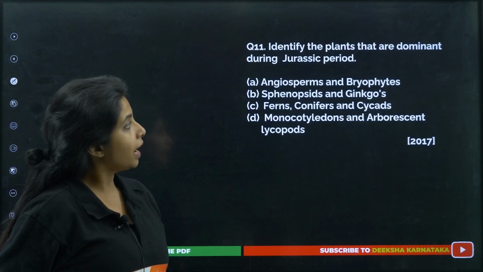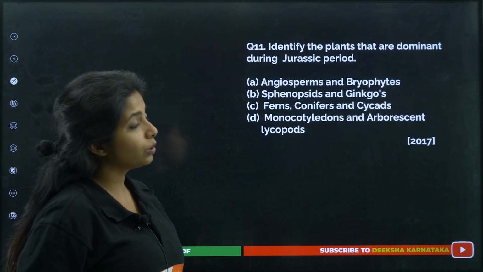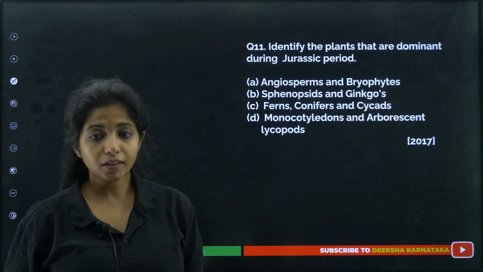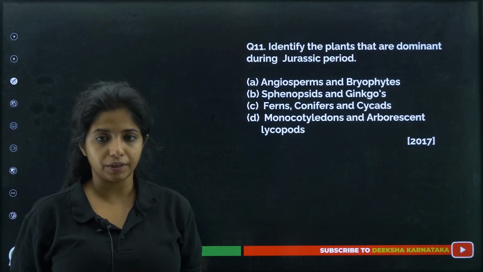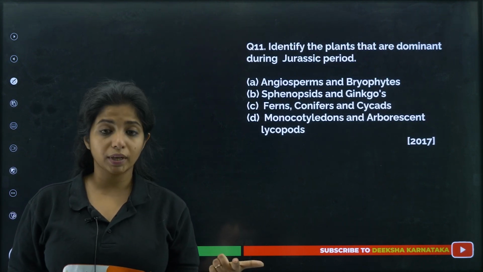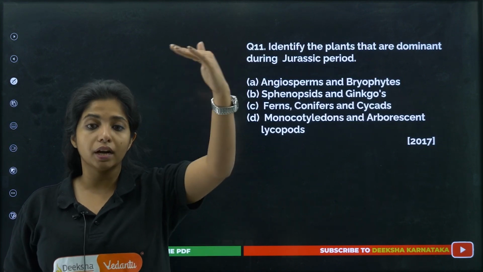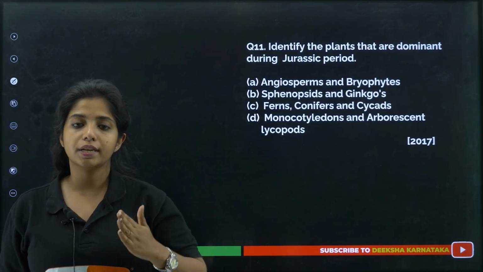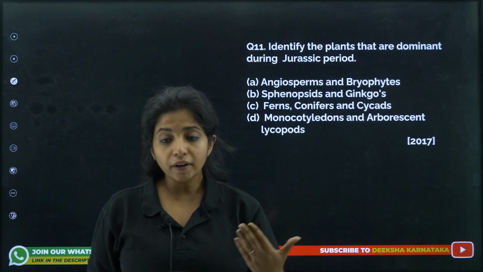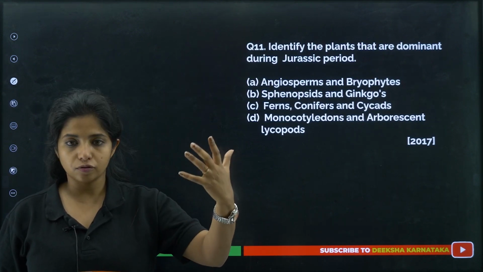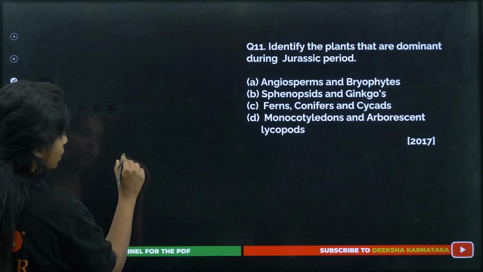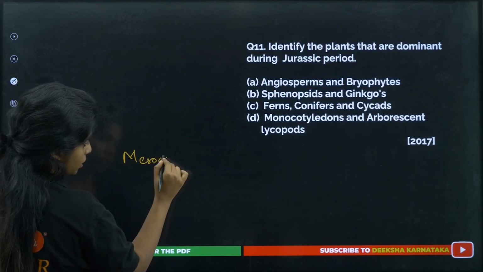Chalo, next. Identify the plants that are dominant during Jurassic period. So there are different periods. One is Paleozoic era, then Mesozoic era, then Cenozoic era. Okay, there are different eras, even in the evolutionary history. So different organisms came through in different zones. So when you talk about Mesozoic era, which comes in between.